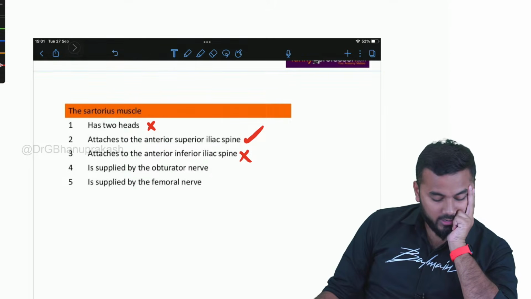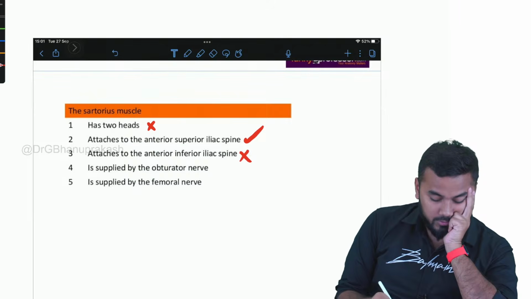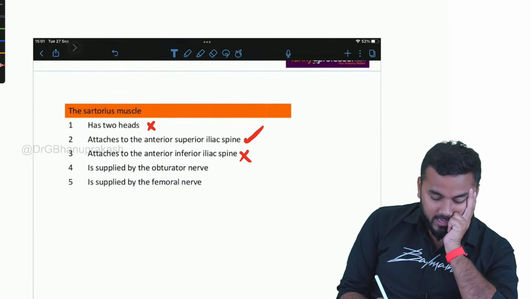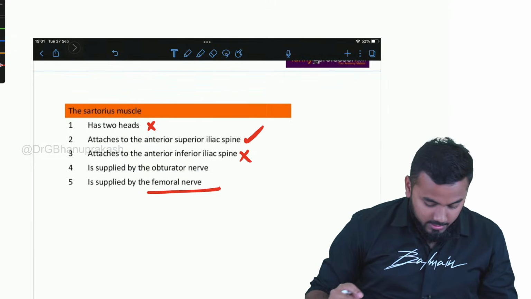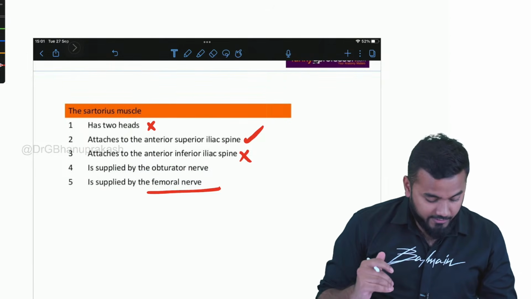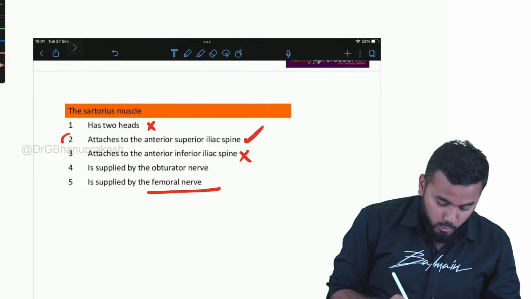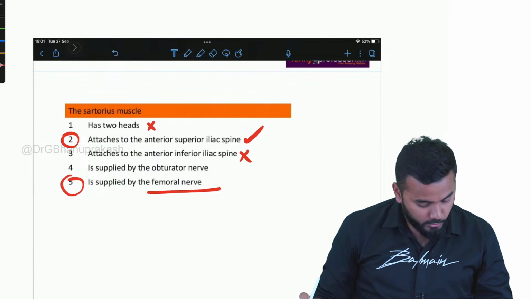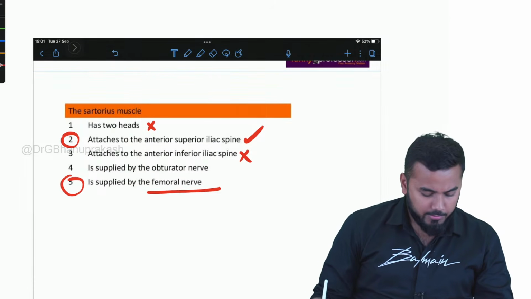Femoral. Excellent. Femoral, right? Yes, you're right. Everyone is right. Excellent, guys. Abdul, it is 5. 2 and 5. Yes, 2 and 5. Excellent. Mahak, not obturator. Obturator is the wrong answer.